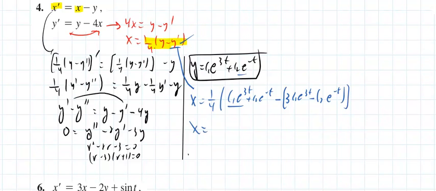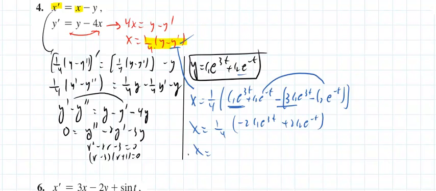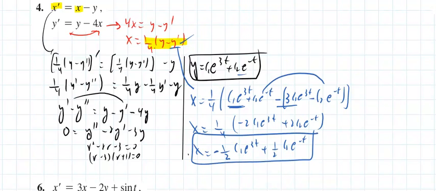So I could say x will be 1/4, and let's see, c sub 1 minus 3 is minus 2 c sub 1 e to the 3t, and if I add those, plus 2 c sub 2 e to the negative t. So I could say x is really 1/2 c sub 1 e to the 3t plus 1/2 c sub 2 e to the negative t. And that's how you'd find the solution to both of those.